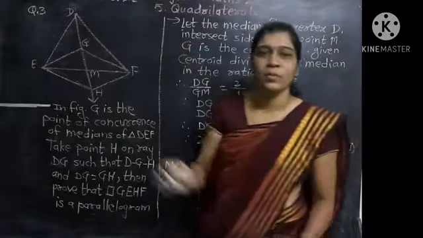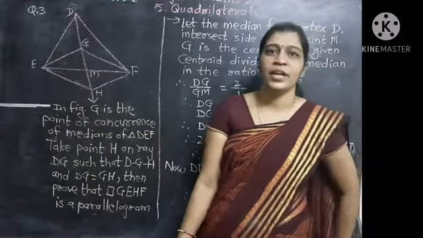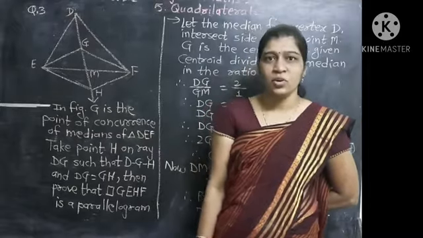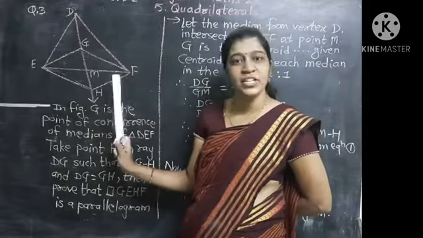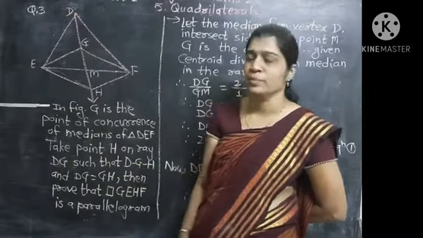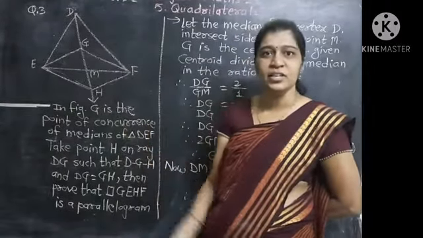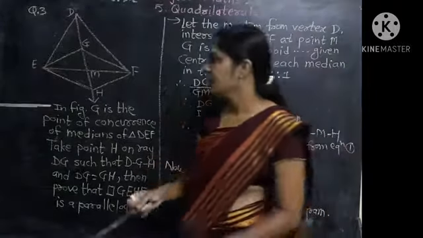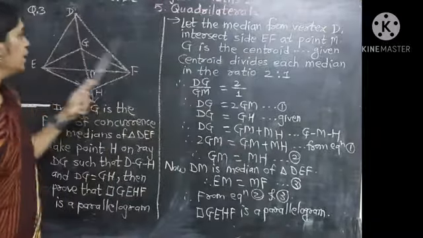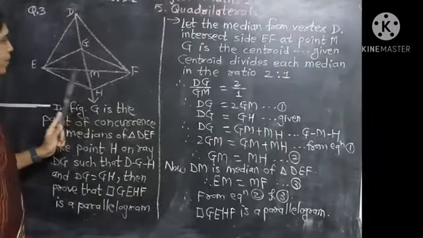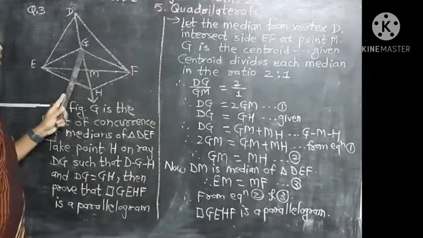We have to prove this is a parallelogram. So for proving a parallelogram, we know the properties: opposite angles are congruent, opposite sides are parallel or equal, or diagonals bisect each other, then it is a parallelogram. So here we prove diagonals bisect each other. So let's start from given. Let the median from vertex D intersect side EF at point M. Now G is the centroid, given.